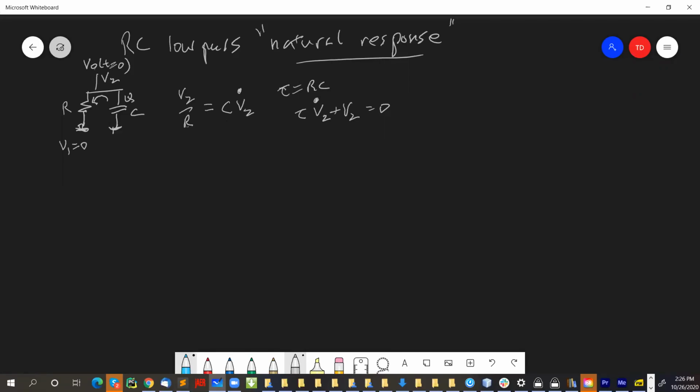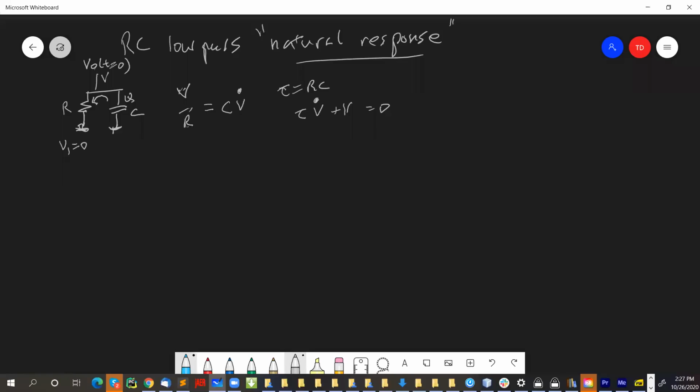This is dV/dt. Let's forget about this V2. It's just V. Okay, we'll just call this V. We don't need to write the 2. So we have to solve this differential equation for V as a function of time for t bigger than 0. At t equals 0, it's some initial voltage, and we know it's going to go to 0.